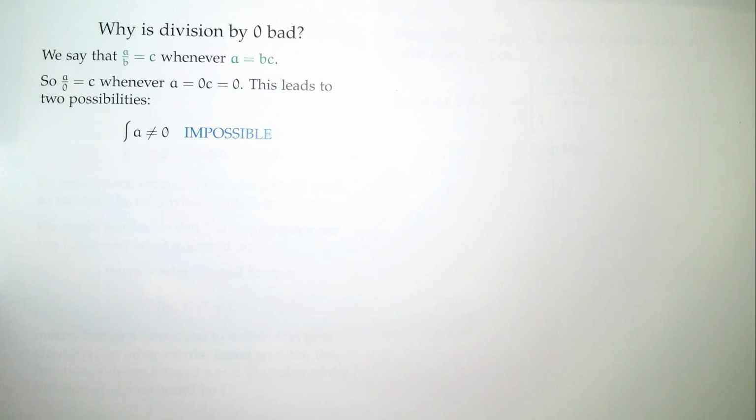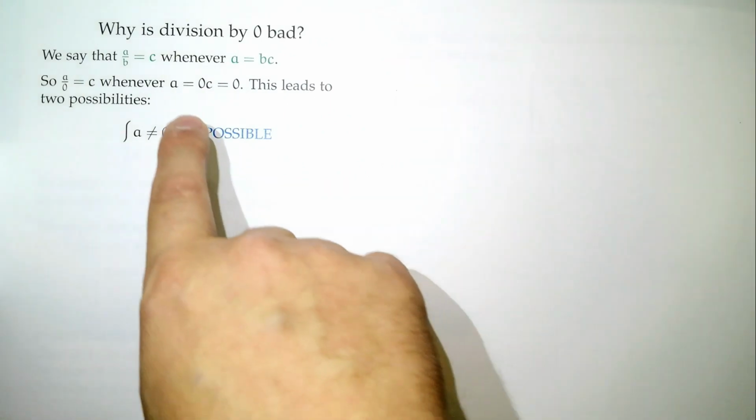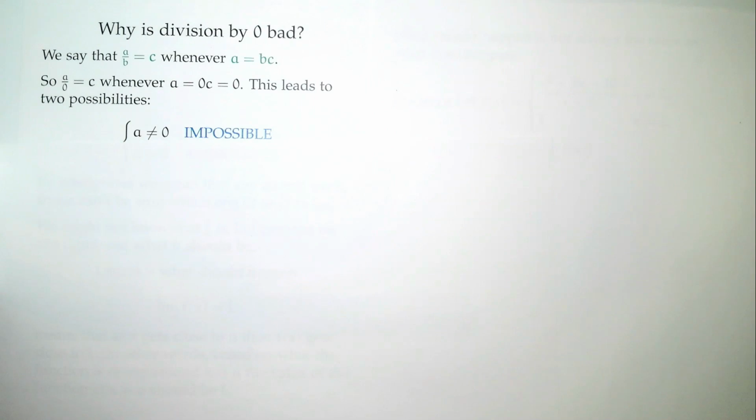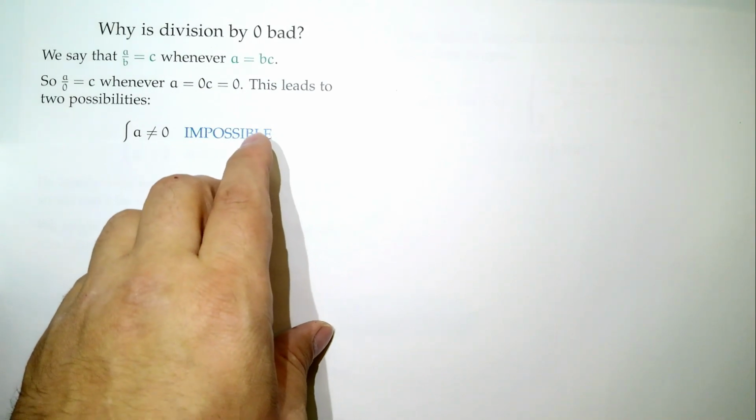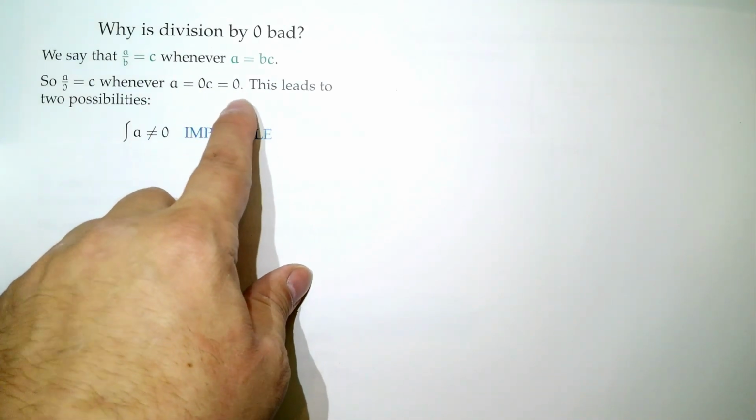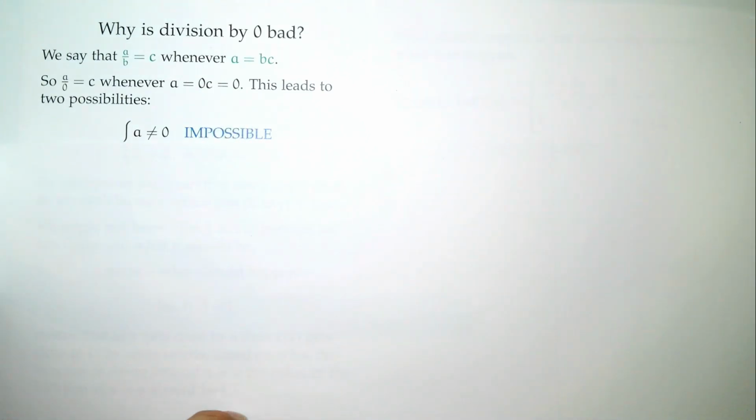But there's another possibility. A could be 0. So when A is 0, it does satisfy that constraint here. It satisfies the condition that A equals 0. So now the question is, what's bad about 0 over 0? Where's the catch? The problem here is not that this relationship isn't satisfied. The problem becomes, what is C? It turns out that anything you chose for C would still work.